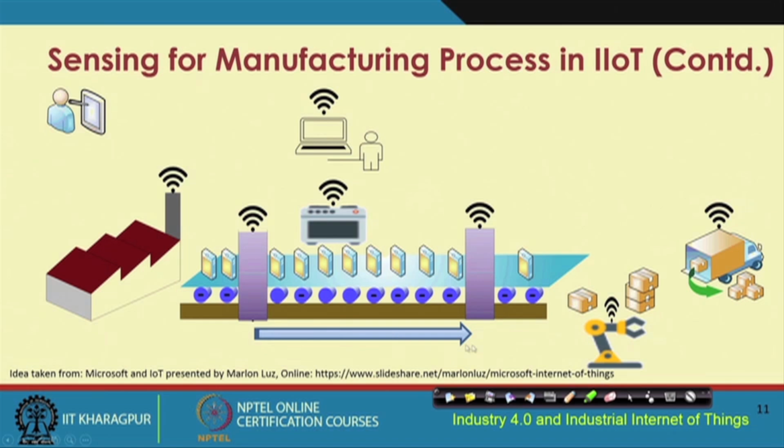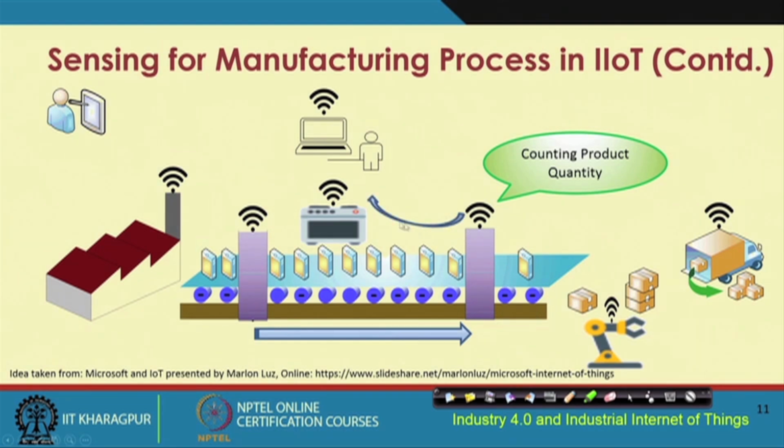Then the product moves on and comes to this particular point where the counting of the number of units of production, the units which have been not only produced but tested over here, takes place. Counting of these products takes place, and then this data again is sensed and sent over here to that intermediate node. This intermediate node again sends it to the central processor for further processing and storage of this information.